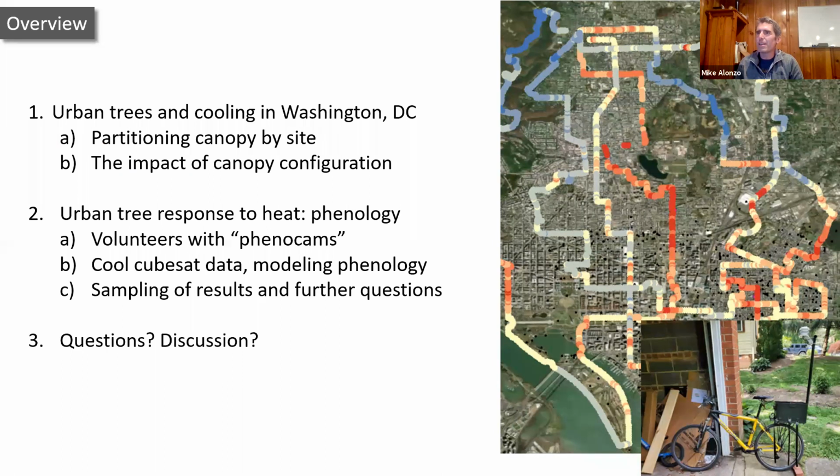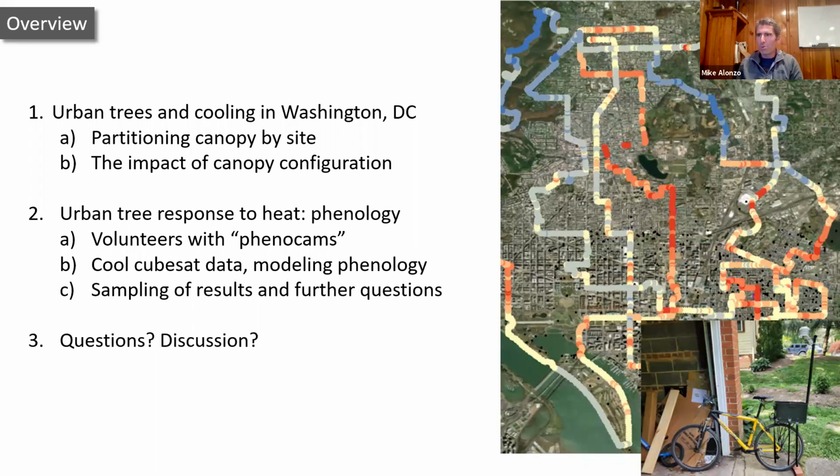So that'll be urban trees and cooling in DC, and seeing the effects of partitioning canopy by site, like canopy over paved versus unpaved surfaces, for example, and the impact of tree canopy configuration. So big old patches of canopy versus more individual or distributed little bits of canopy here and there. That is the paper that is out right now, and so maybe the one that I want to make sure I cover for everybody.